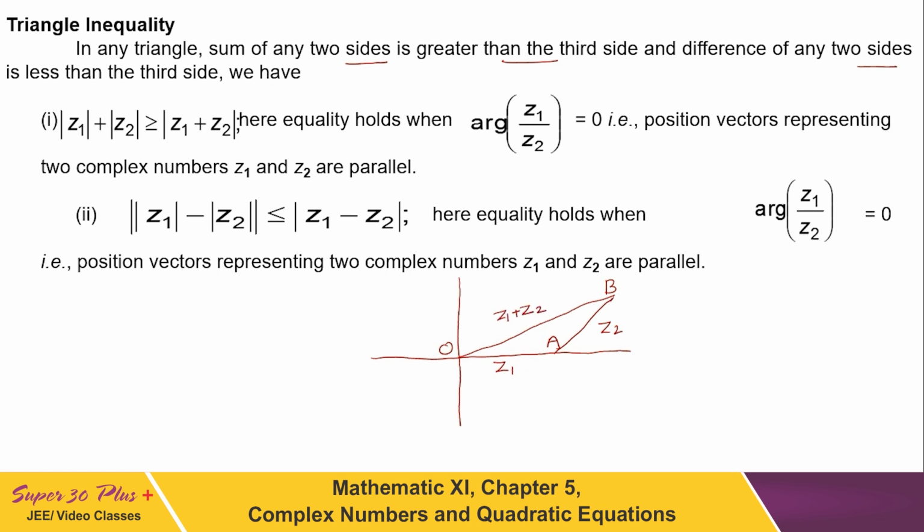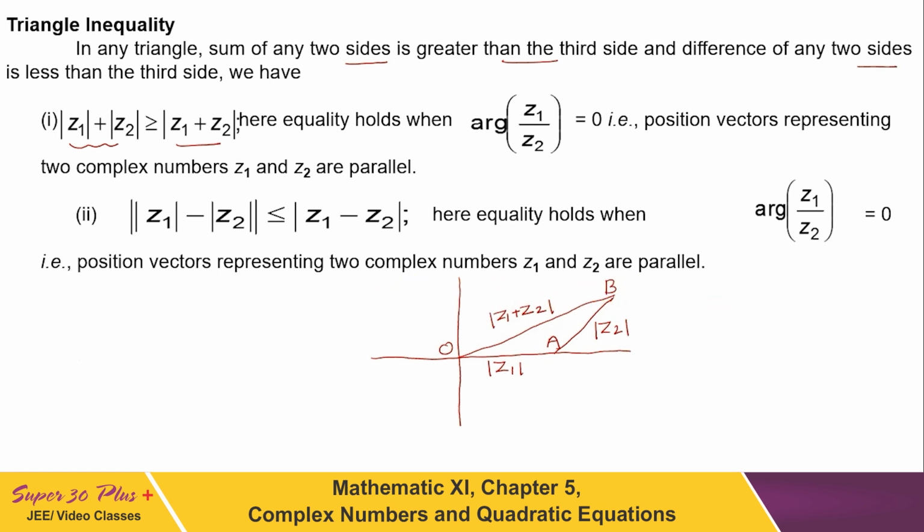Now we are going to find the length of OA, it is mod Z1, the length of AB is mod Z2, and the resulting length of OB is mod of Z1 plus Z2. Now we can say that in this triangle, the sum of two sides, mod Z1 plus mod Z2, should be greater than mod of Z1 plus Z2. Here equality holds if the points are collinear, meaning the position vectors representing the two complex numbers Z1, Z2 are parallel.